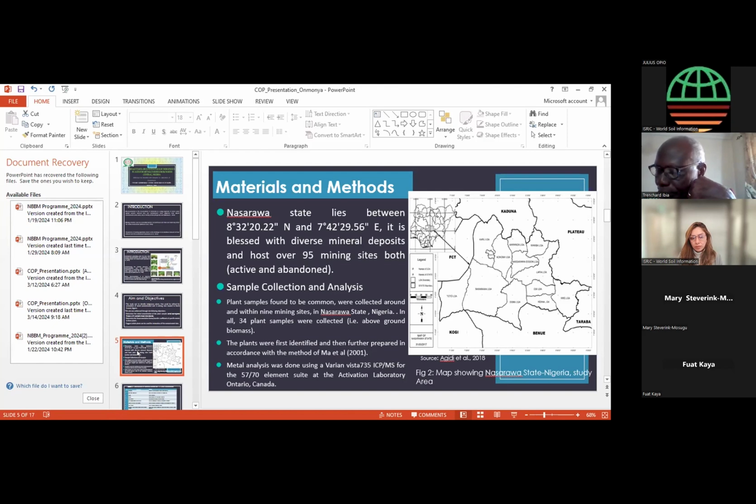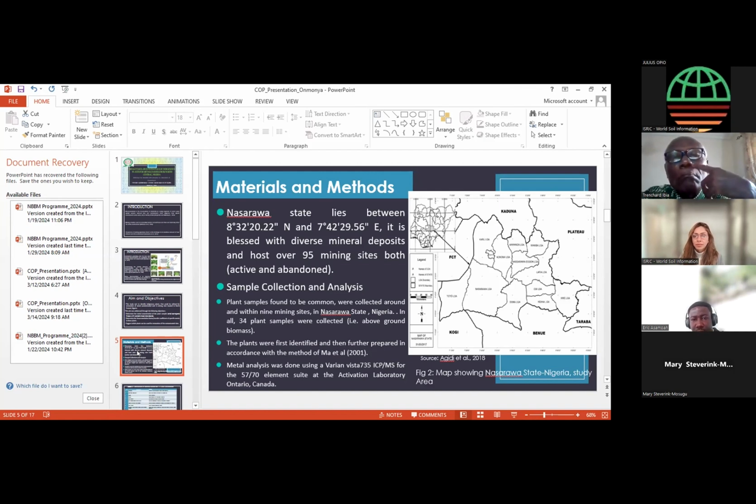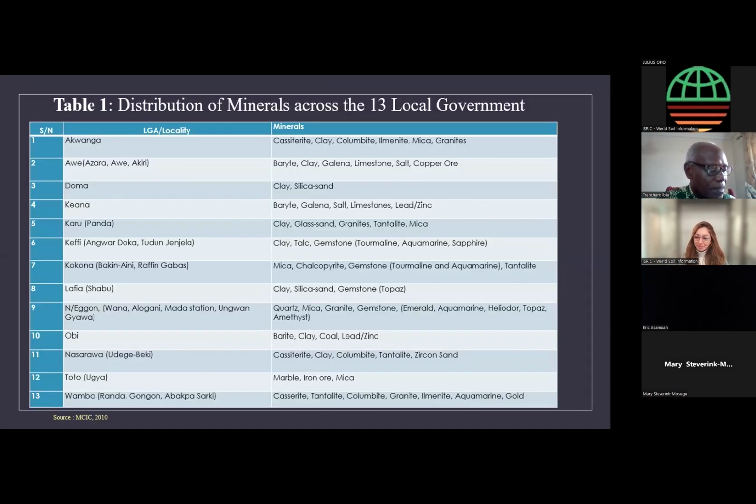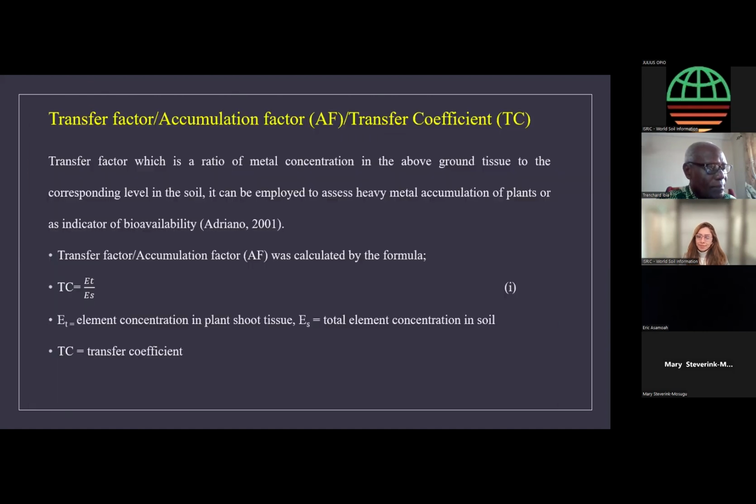Out of the 13 local governments in Nasarawa State, I collected samples from 6. I picked these sites based on accessibility and due to the security challenges around there, so I had to restrict myself to those 6 local governments. This is a general overview of the resources mined in Nasarawa State. Actually, Nasarawa State is known as the home of solid minerals in Nigeria. We see the 13 local governments and the minerals found in them. As I said, out of the 13, I worked on 6.